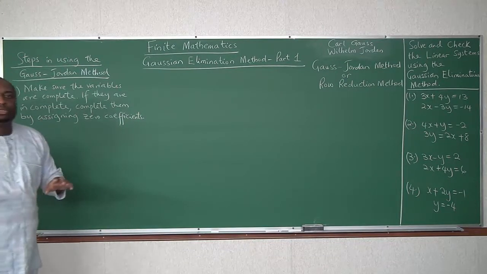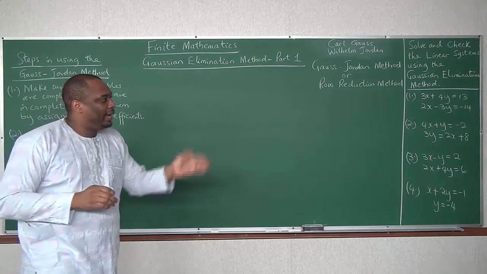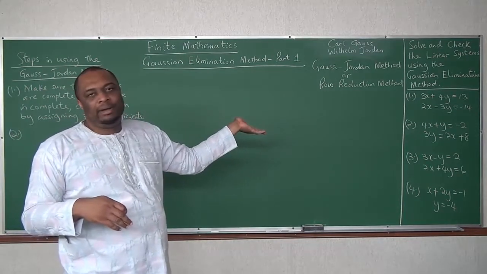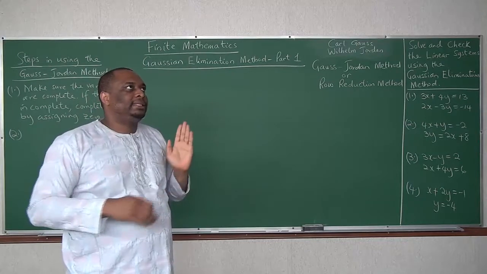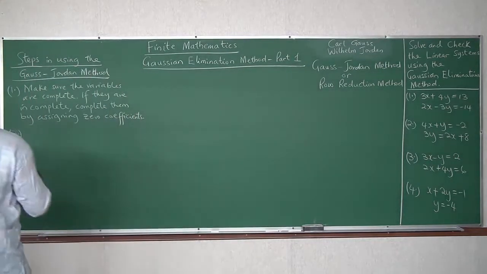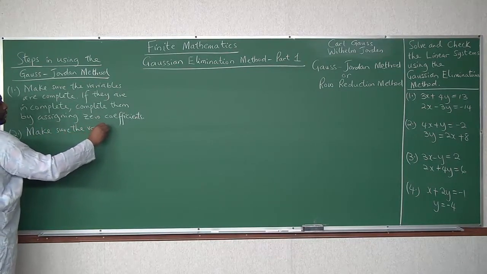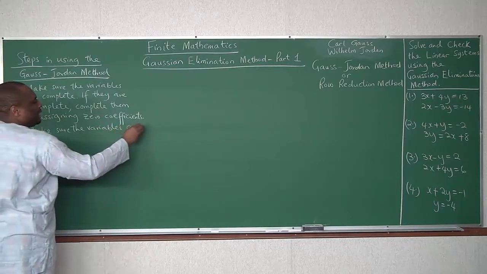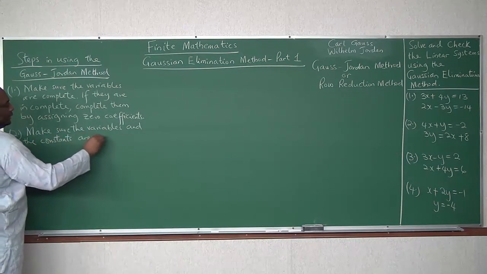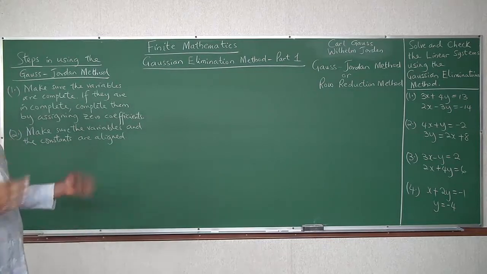Number 2, you want to make sure that the variables are aligned. x, x, y, y, constant, constant. Make sure the variables are aligned. If you look at question 2, you see that they are not aligned. You need to align it: x, x, y, y, result, constant. Make sure the variables and the constants are aligned. You have to align them.